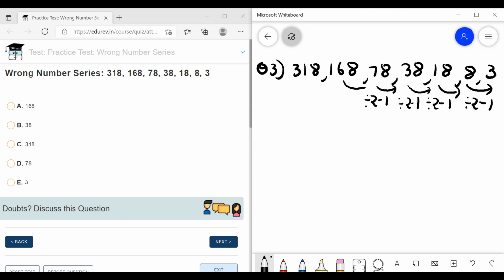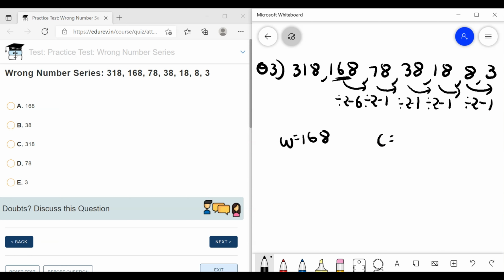But for 168 to 78, if I divide it by 2, it gives me 84. So we have to minus 6 here to get 78. This means the pattern is being broken at 168. So here our wrong number would be 168.